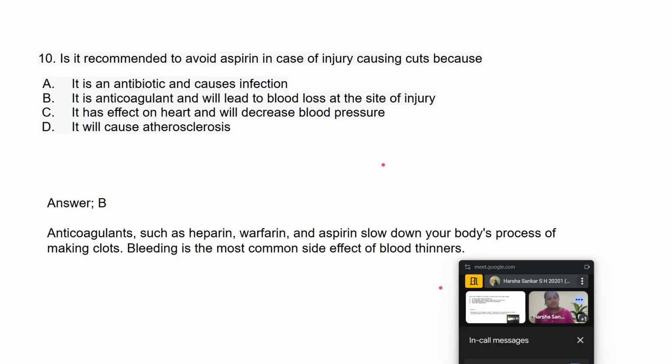Other than aspirin, there are such other anticoagulants also, such as heparin and warfarin. All these things slow down your body's process of blood clotting. So bleeding is one of the most common side effects of blood thinners.